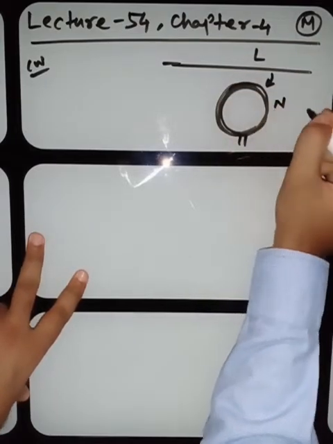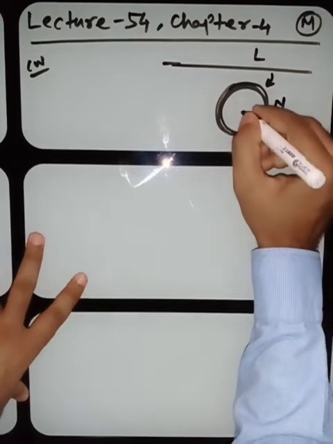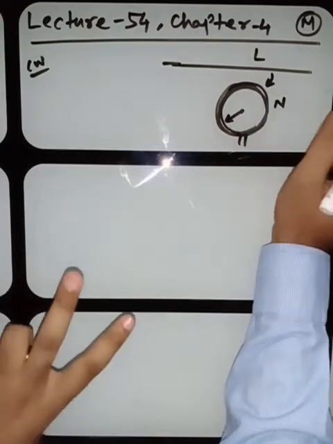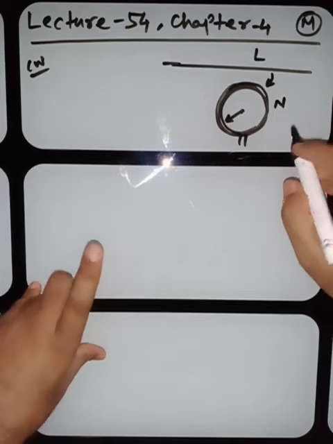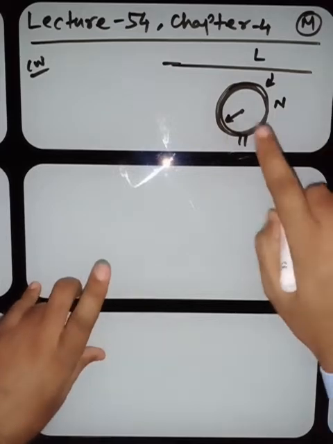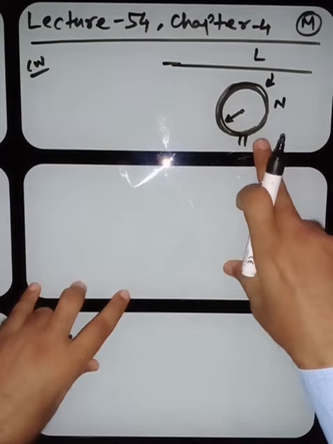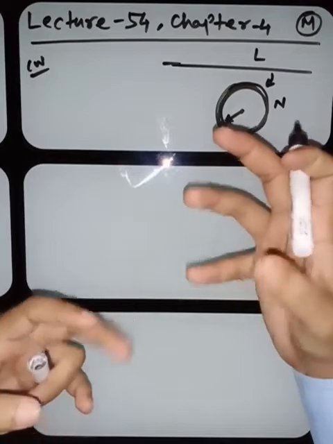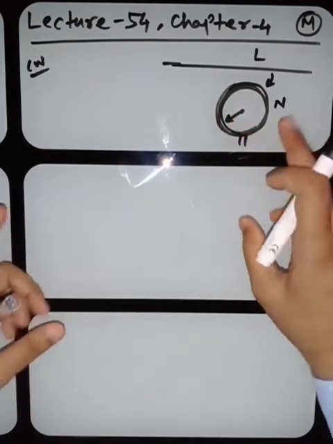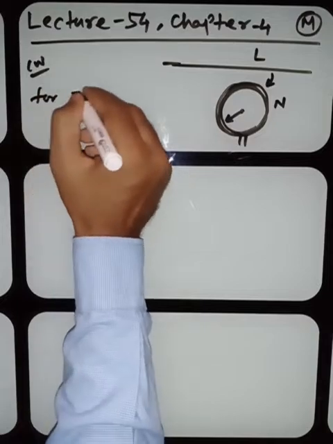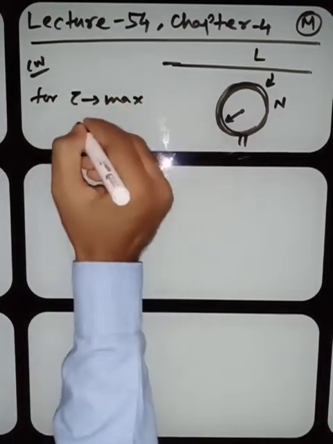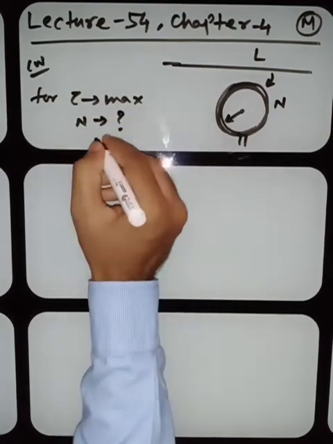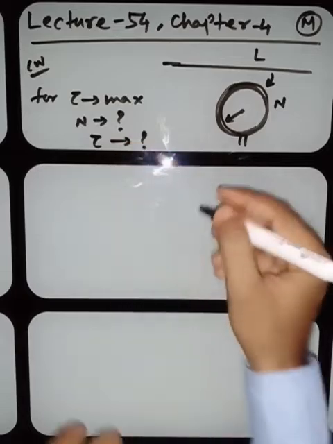All right, how many turns you have given? N number of turns, so that it maintains some radius. Of course, there will be some radius. Listen carefully: how many turns should it have for maximum torque? How many turns will you give so that it experiences maximum torque? And also you have to find that torque. For tau max, you have to find the number of turns, and also the maximum torque.